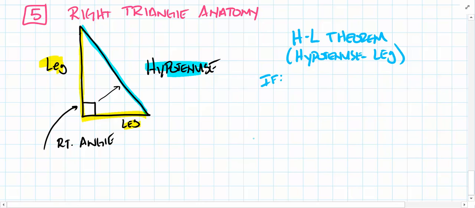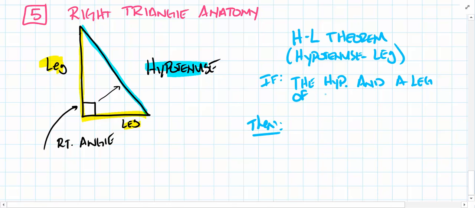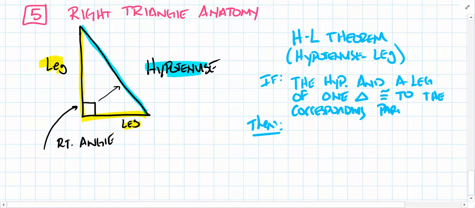If the hypotenuse, and I'm going to abbreviate that by HYP, if the hypotenuse and a leg of one triangle are congruent to the corresponding parts of another right triangle, then the two triangles are congruent.